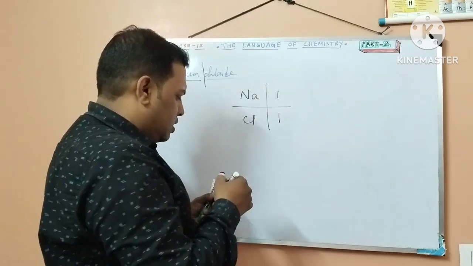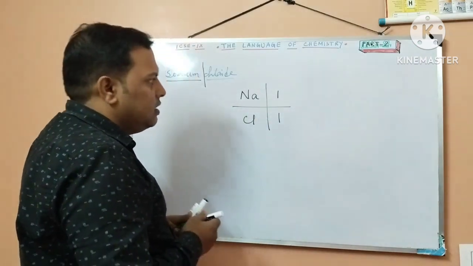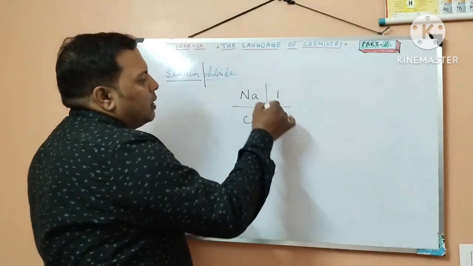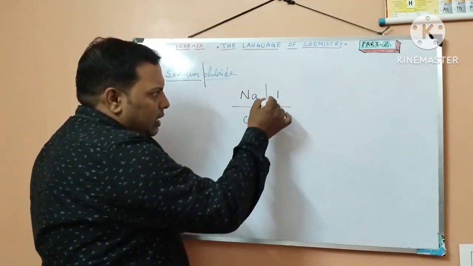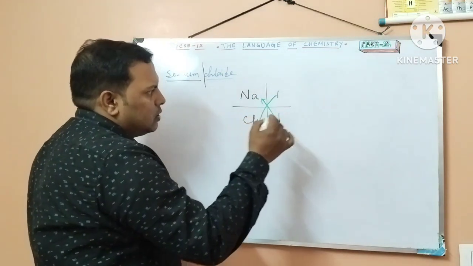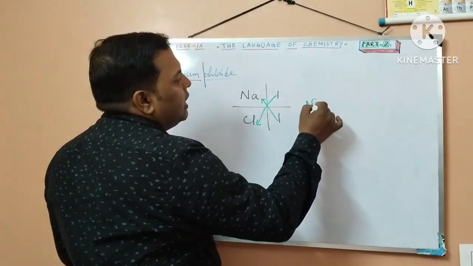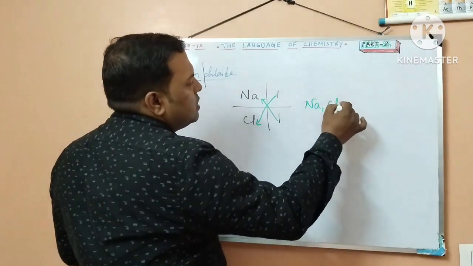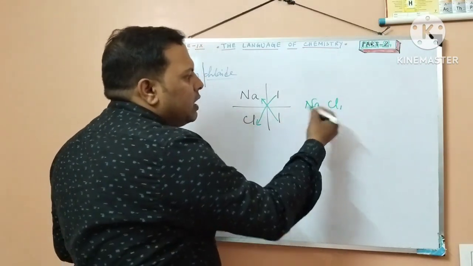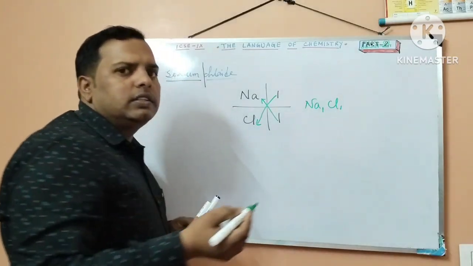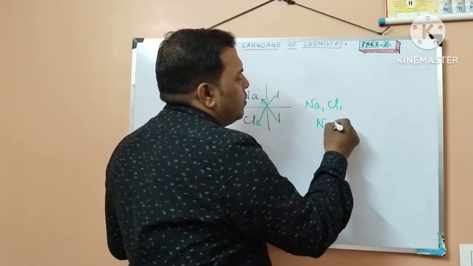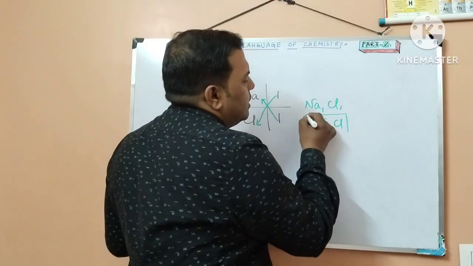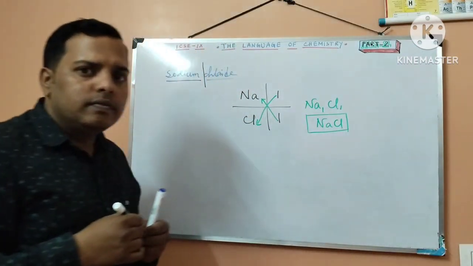And what is that of chlorine? Also 1. Now the last stage is very easy, that is to crisscross. This one will go there and this will come here. So what am I getting? Na1 Cl1. Whenever I get something like 1 1 or 2 2, they will cancel and I will write the simple one. So what is the formula of sodium chloride? It is NaCl. Hope it is clear.